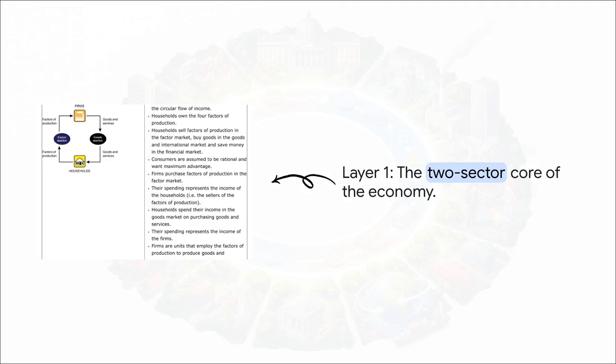Look at how perfectly reciprocal this is. Households own the labor and the land. They sell it in the factor market. Firms buy it, produce goods, and sell those goods right back to the households in the goods market. It's a perfectly closed, continuous loop.